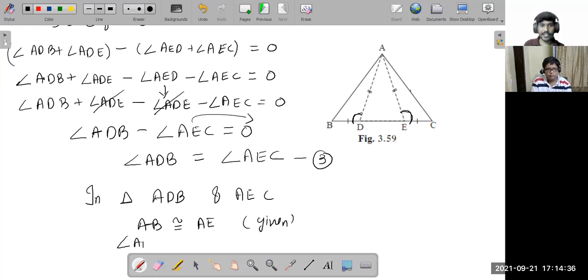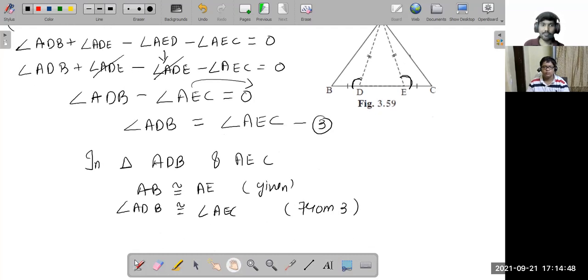Angle ADB is congruent to angle AEC. This we proved, so I'll write here from 3. And then BD is congruent to EC.